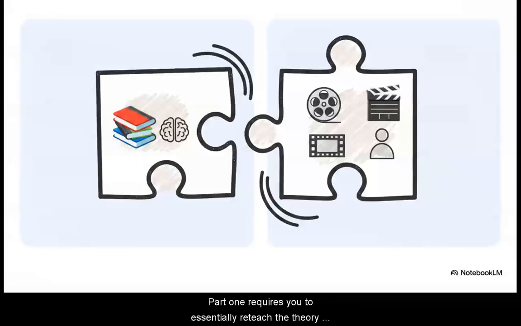Part 1 requires you to essentially reteach the theory, covering the academic topic exactly as it was presented in class. Then, Part 2 is the application. This is where the magic happens. You're proving you can take these abstract academic ideas and ground them in a compelling sci-fi universe by connecting the theory to the movie's plot and characters. You absolutely must fully address both the academic side and the film application to score highly. So let's briefly preview your 4 options.